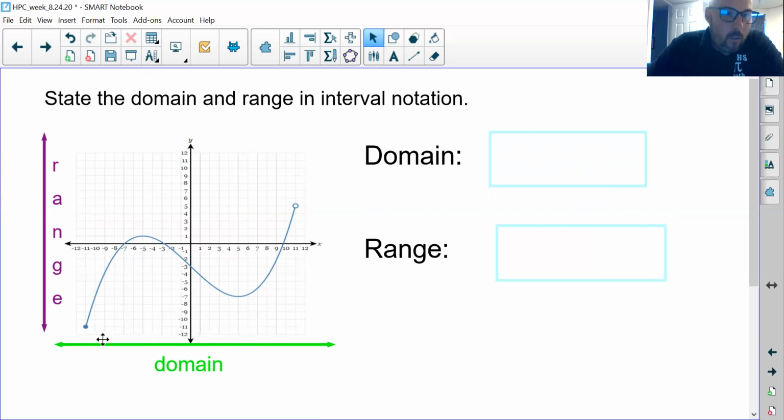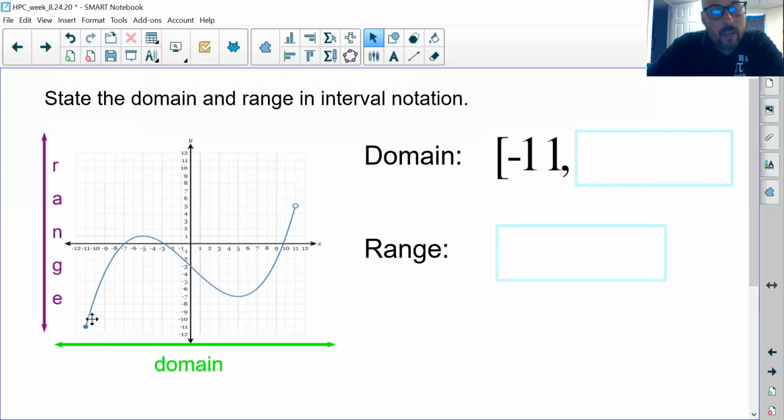If I go all the way to the left, well, -12 is not in the domain. It's past this graph. So -12, you would say, is undefined in this function. In fact, the lowest domain value is -11. That is the least domain value. And notice it's a closed circle. So -11 is included. So that's the first part of my domain set.